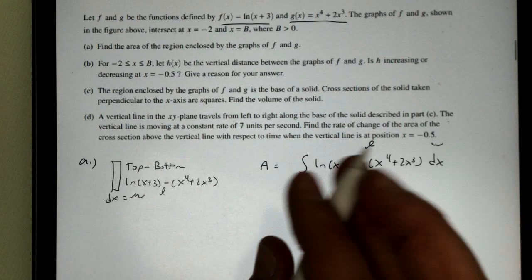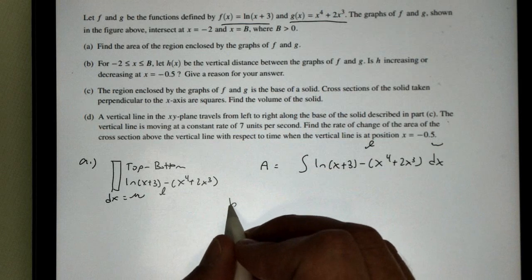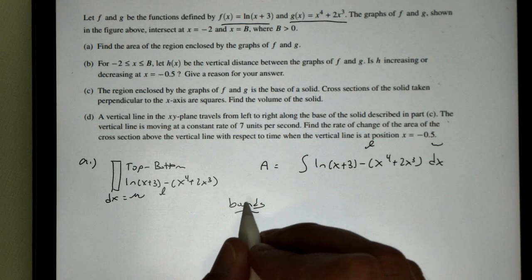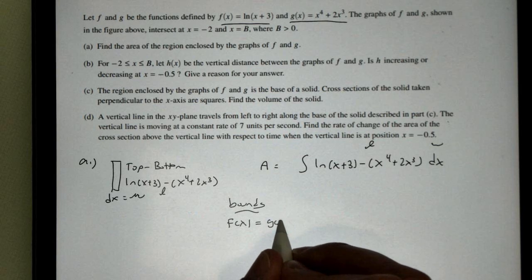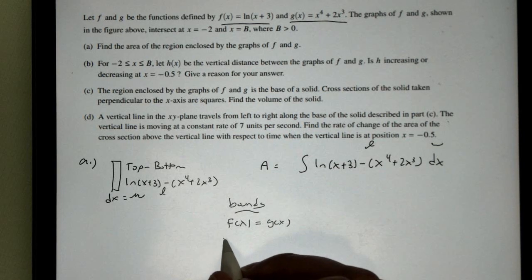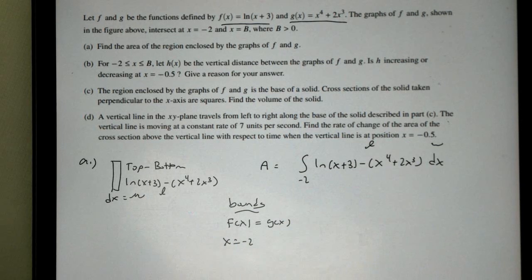Now we need the bounds. What's nice about this one is, to get the bounds, they already gave us one of them, but we have to find out where f of x equals g of x. We need to find their intersection. They already tell us one of them is -2. So I just have to find the other, and that's what our calculator is going to be for.